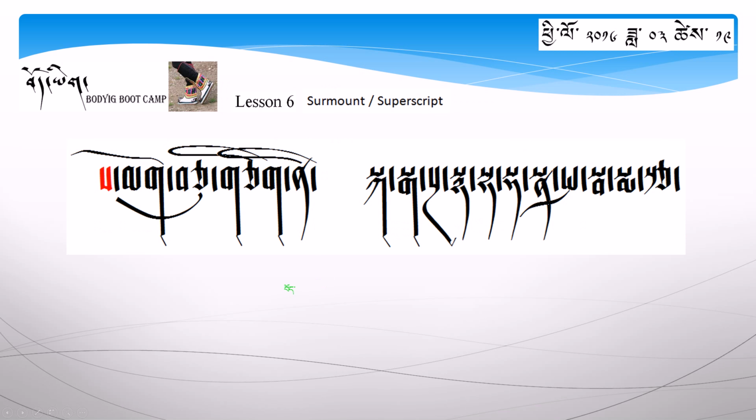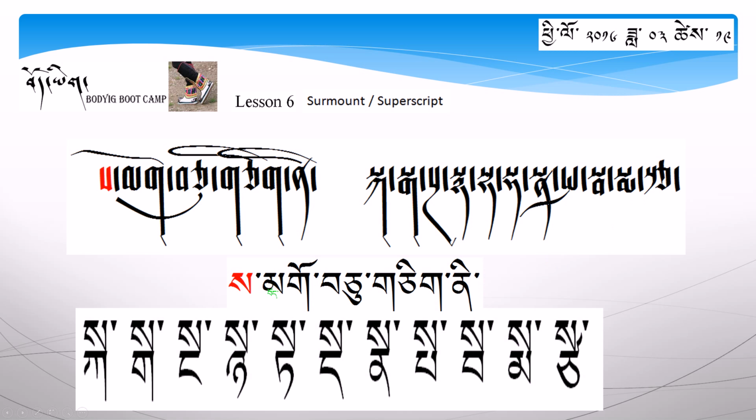Okay, now the next surmount letter is the letter sa. The letter sa can be used on top of 11 letters. Chukchik means 11. So it's the 11 sango. It goes on top of ka, kha, nga, nya, ta, tha, na, pa, pha, ma, and za. So this is what it looks like in headed letters, or in uchen.